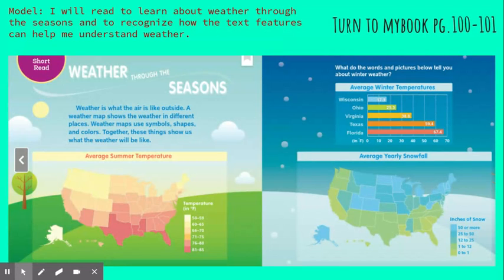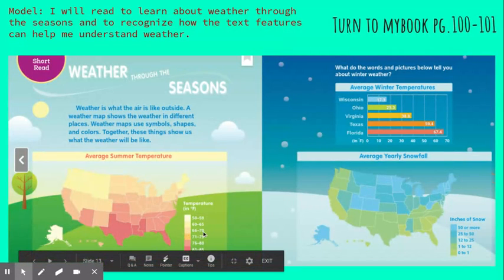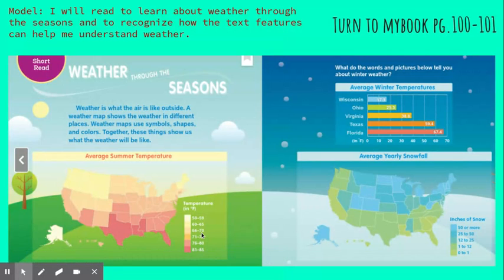Okay, I'm going to start with the left side where the map is. Weather is what the air is like outside. A weather map shows the weather in different places. Weather maps usually use symbols, shapes, and colors. Today, these things show us what the weather will be like. So this is like the average summer temperature of the whole United States. And if you look at the different colors, they tell us what the average temperature is. So if I look at Indiana right here, where my arrow is, it's kind of like a pinkish color. So if I go down and find that exact same color, it'll tell me that our average temperature is about 66 to 70.